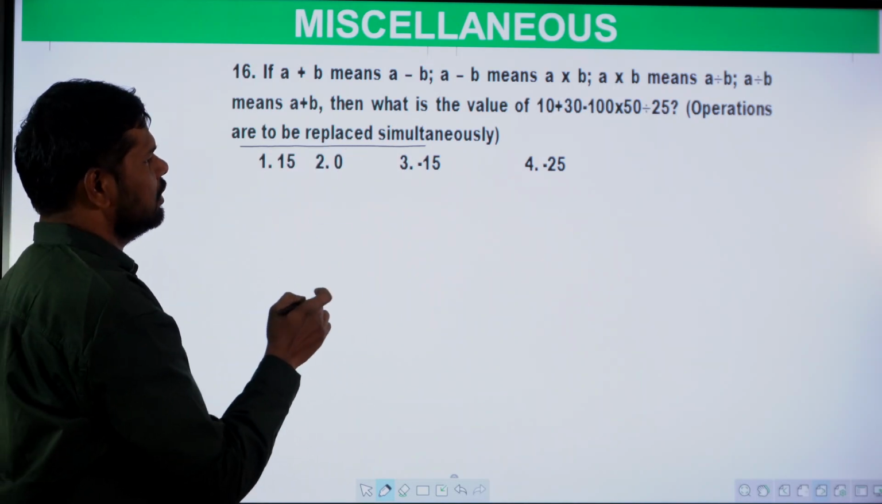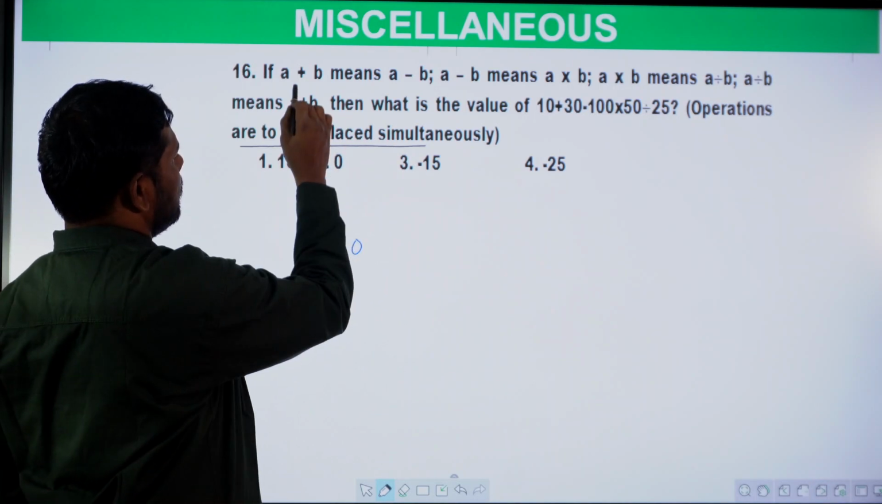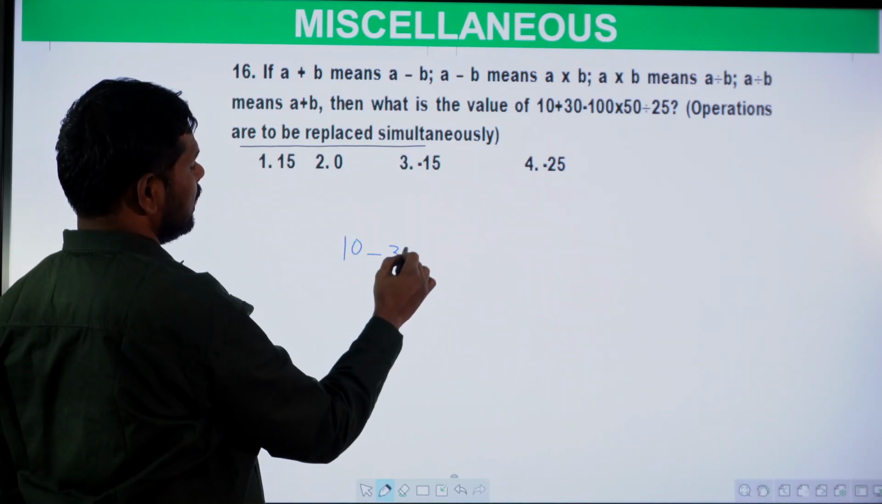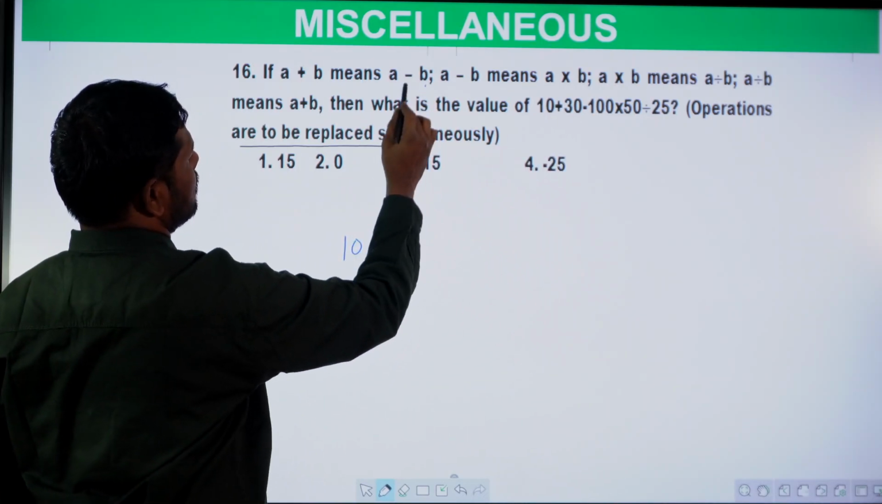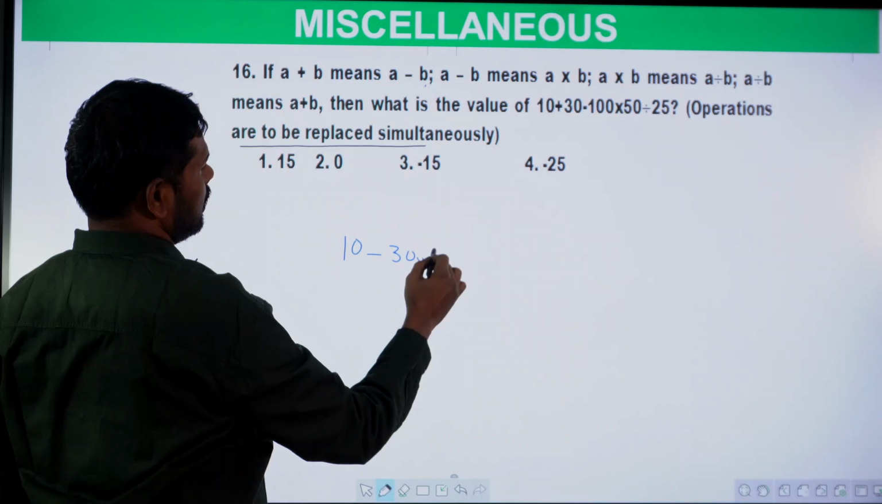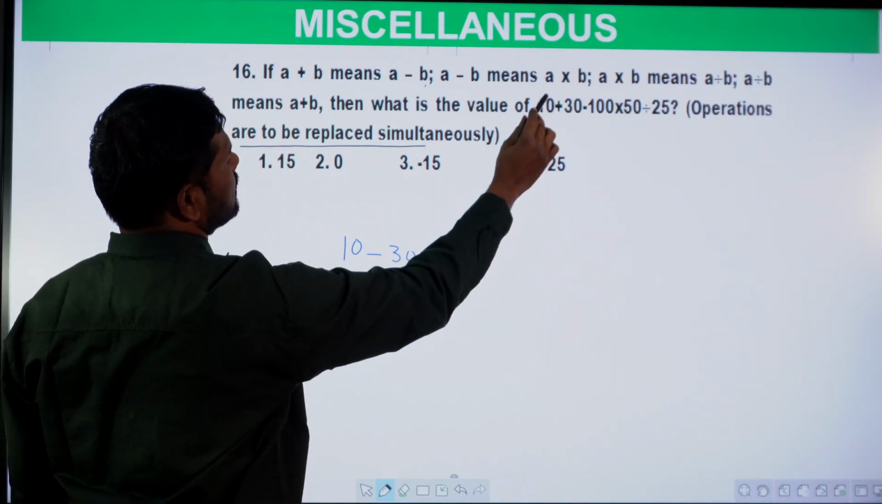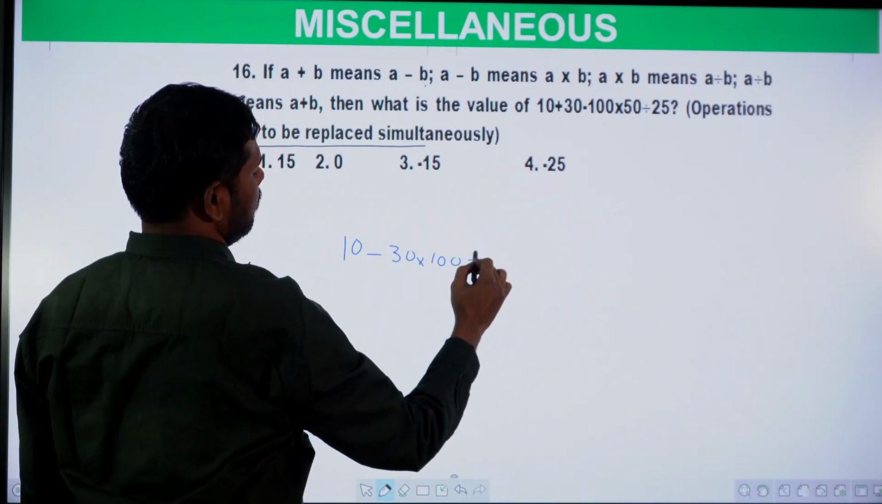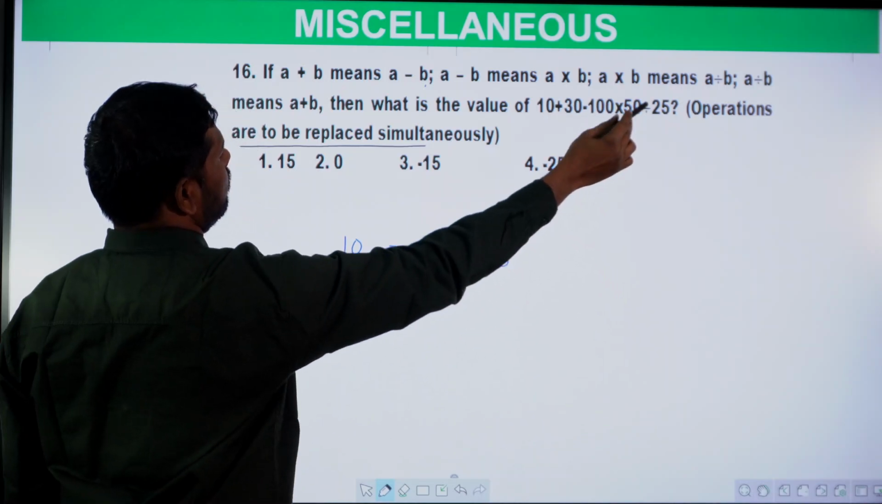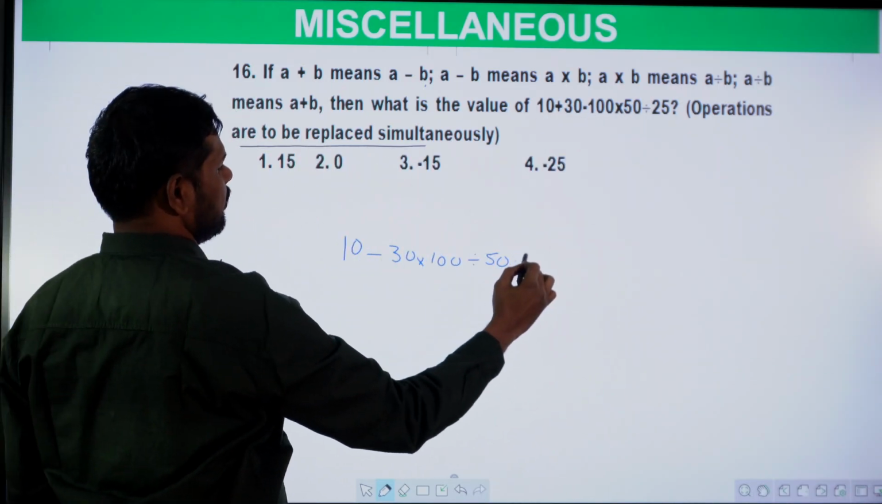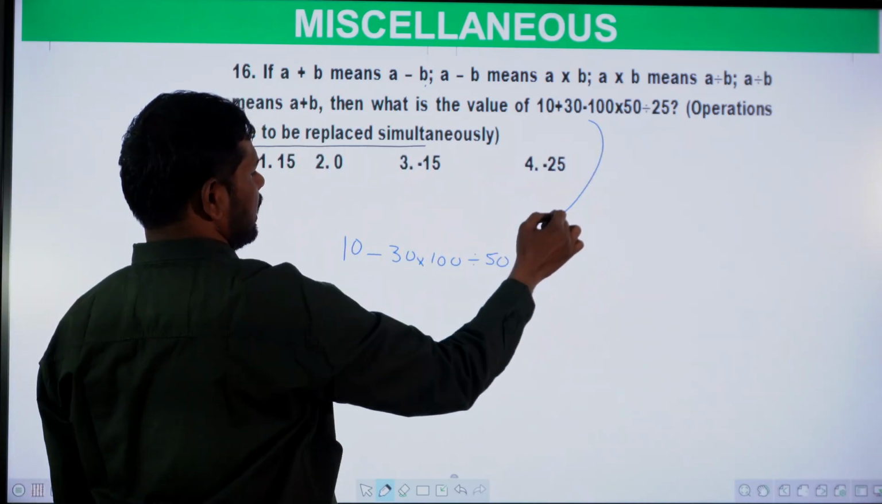That is the given. So 10 plus means minus 30. Here minus means into 100. Then into means divided by 50. Divided by means plus 25. This is the actual expression after rewriting.